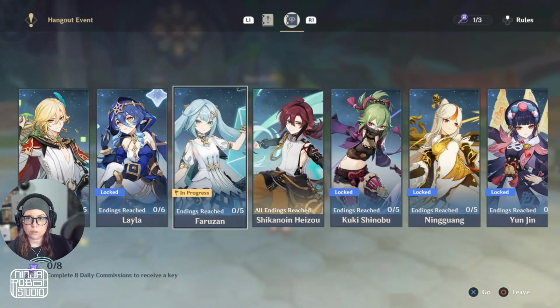So this is Genshin Impact, and we are working on what is called Hangouts. And these Hangouts, again, you have to unlock by playing the daily quests, and so many daily quests give you a key, and then after so many keys, you can unlock this. So these quests here require you to have 2 keys, so you would have to play 8 daily side quests to get 2 keys to unlock these Hangouts.